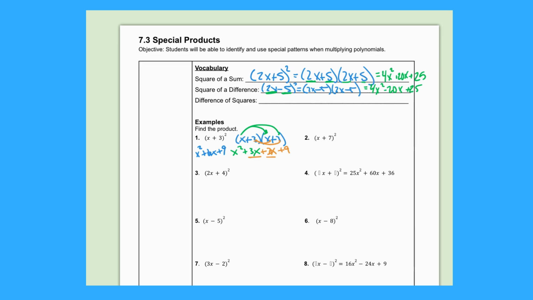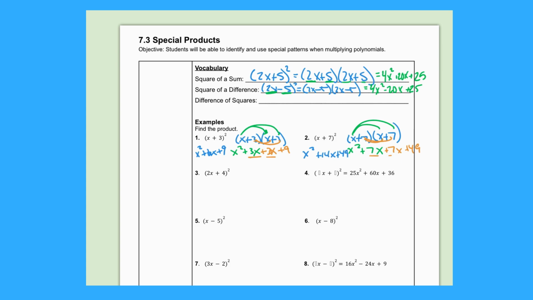So multiplying like normal, just knowing that when I have this squared, it means I just have to write it twice. So we can do another one like that. So again, this means x plus 7 times another x plus 7. Then I can distribute like normal. So x times x is x squared, x times 7 is 7x. Then we distribute the 7. 7 times x is 7x, and 7 times 7 is 49. And we combine those like terms. So we end up with x squared plus 14x plus 49.